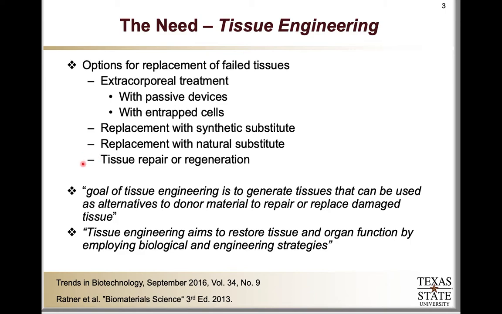And so this is where tissue engineering comes into place, where perhaps we are able to repair or regenerate the tissue in question to be able to provide full function to the patient without many of the drawbacks of the previous replacement options. So the goal of tissue engineering is to regenerate tissues that can be used as alternatives to donor material to repair or replace damaged tissue. And tissue engineering aims to restore tissue and organ function by employing biological and engineering strategies.